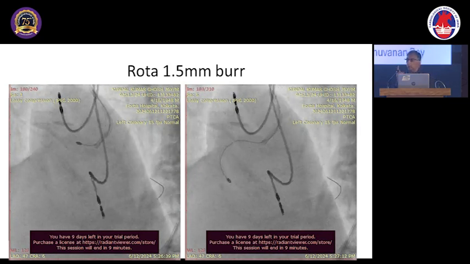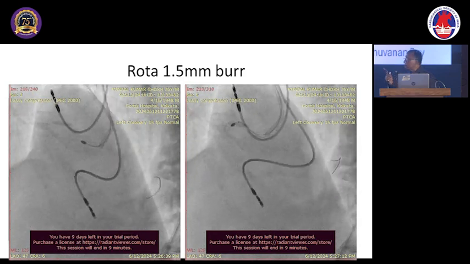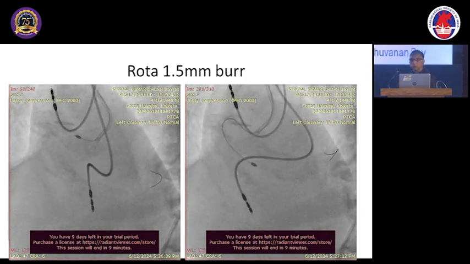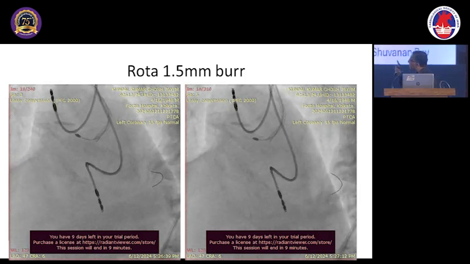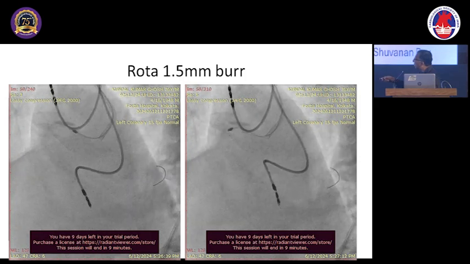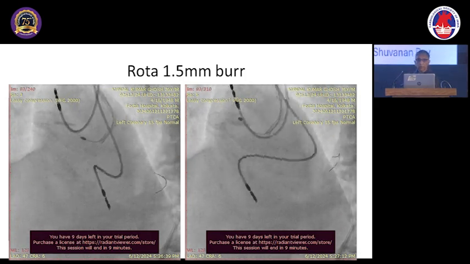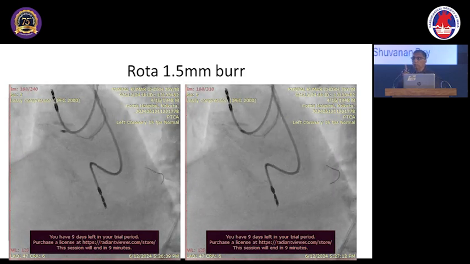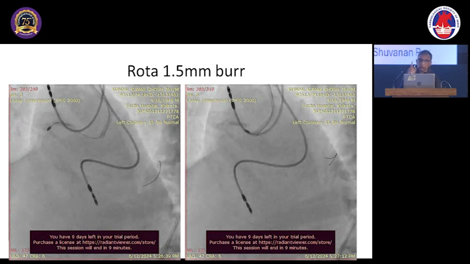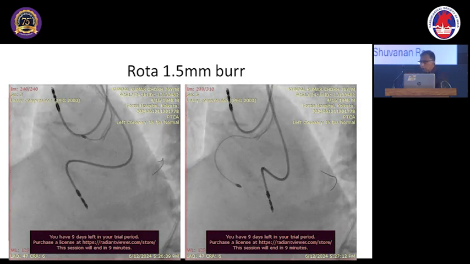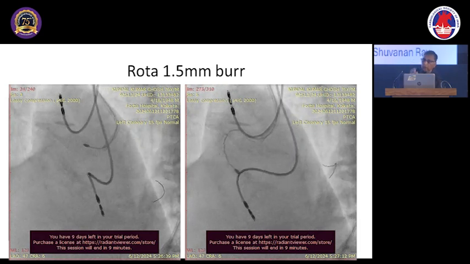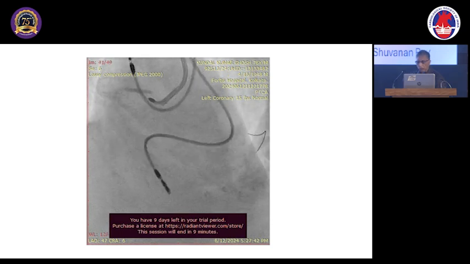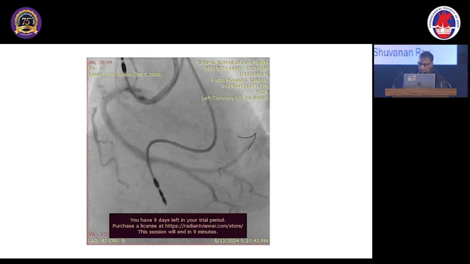So if you use a device to cut the calcium, and in most of the cases it is rotational atherectomy, you need to select a guide catheter which will not go straightaway to the lesion. Because if you start rotablating, your bar will jump. A little jump will always be there in the bar. So if the bar jumps, it will go into the lesion and the bar will be stuck. So plan it accordingly.